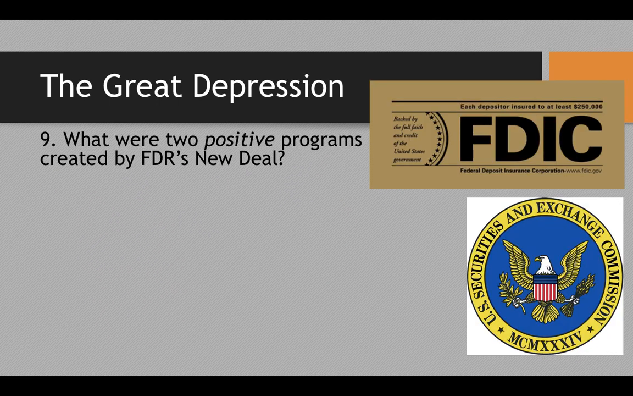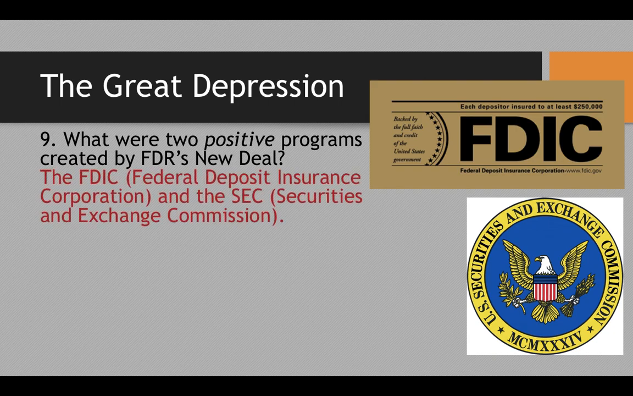But not everything about the New Deal was bad. There were some very positive parts of the New Deal as well. Now, two positive programs created by FDR's New Deal were the FDIC and the SEC. Okay, so the FDIC is called the Federal Deposit Insurance Corporation. If you ever go to a bank, you might see the sticker "FDIC insured." If you hear something on the radio, you might hear "FDIC insured, equal housing opportunity lender."